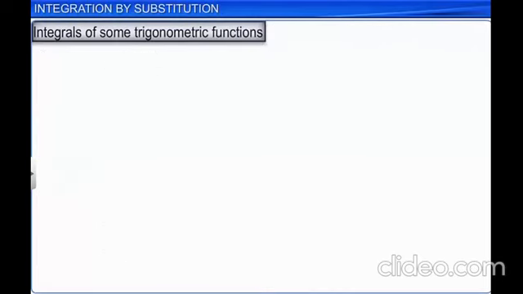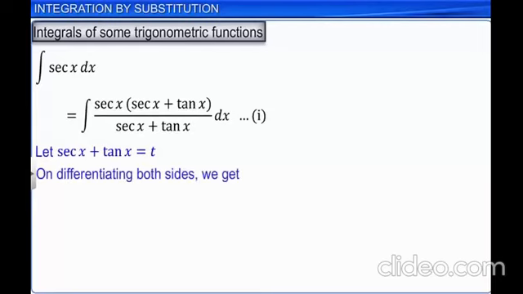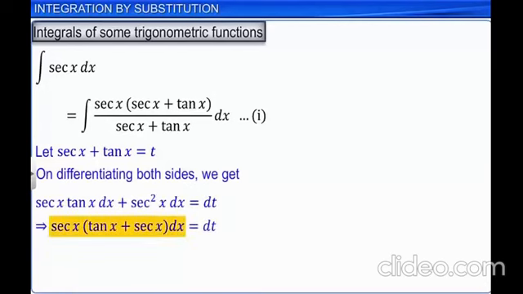Next, let's evaluate the integral of secant x. Multiply and divide the integrand by secant x plus tan x. We get the integral as shown. Denote this by equation 1. Now, substitute secant x plus tan x as t. On differentiating both the sides, we get the LHS of the expression as the numerator of equation 1, which is equal to dt.